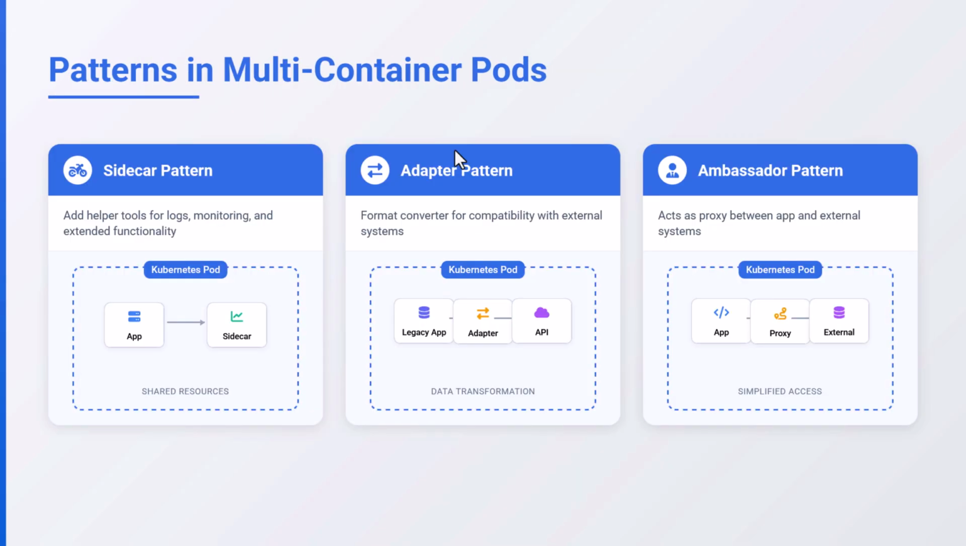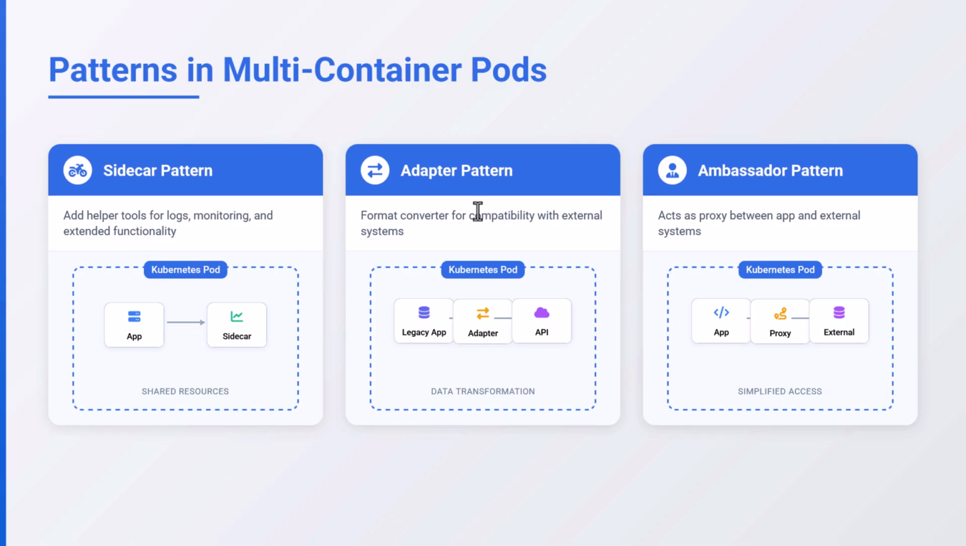Now let's look at some common patterns used in multi-container pods. These are design ideas that help you solve a specific problem by using multiple containers inside a single pod. Sidecar pattern. This is one of the most popular patterns. Imagine you have a main app container and next to it you add a sidecar container that helps with extra tasks like logging, monitoring, and backups. It's like adding a helper that rides along with your application. They both share the resources, and because they live in the same pod, they can work very closely together.